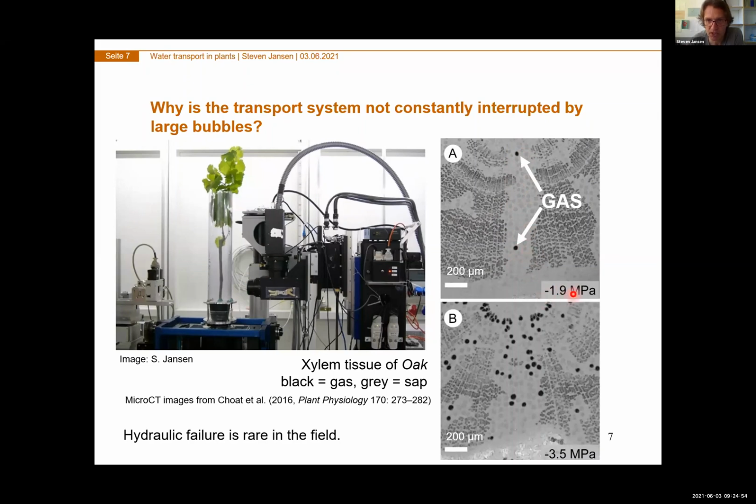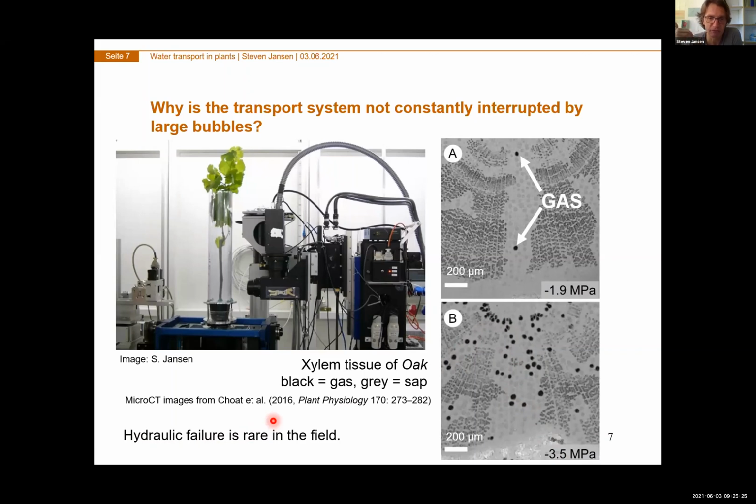But this is at a water potential close to -2 megapascal. And if you have more drought stress on the same plant, reaching a water potential of -3.5, you can see more black dots. So there's been more embolism kicking in and making these water transporting cells unable to transport water. But what we learned is that actually the failure is really rare outside, in plants in the field.